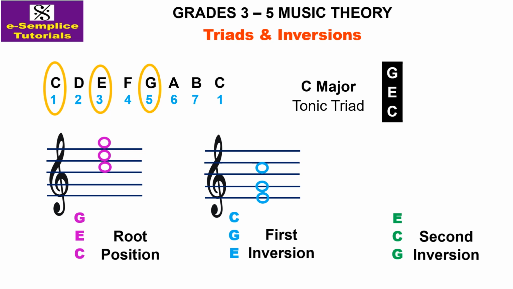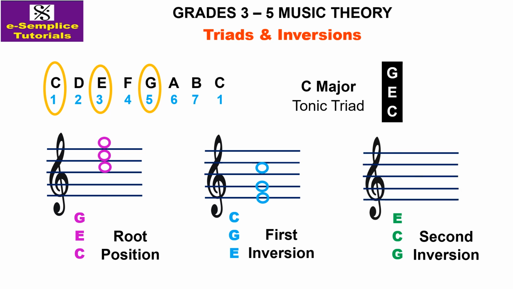Now this is second inversion. G, the fifth, is now at the base. Let's also put this on the stave. G first, C, and then E. Now these are the possible positions of the C major tonic triad.